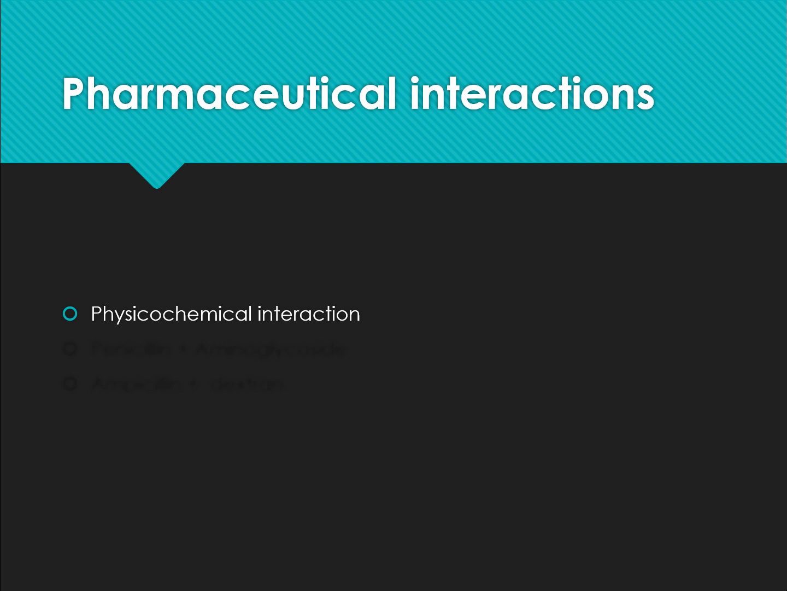The first is due to physiochemical interaction. For example, when you mix penicillin and aminoglycoside together, the drugs will be degraded and will not have any desirable pharmacodynamic effect, and this interaction occurs outside the body. The same happens with ampicillin and dextran. We should not mix these two agents.